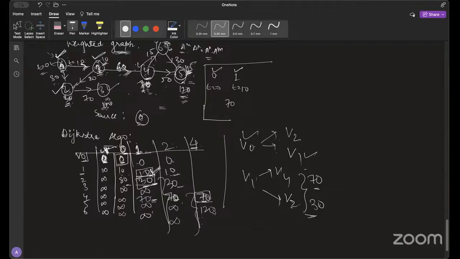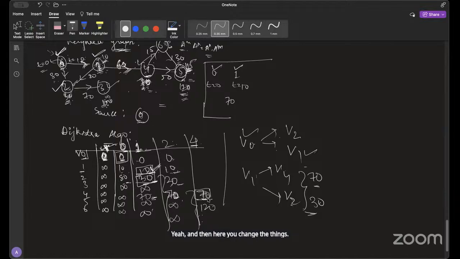Yeah. And then here you change the things. So you add 50 to 70. So the time here was, this got burned at time 70. So this is going to burn at 70 plus 50, 120. And this is going to burn at 70 plus 15, 85. So you're going to have an 85.